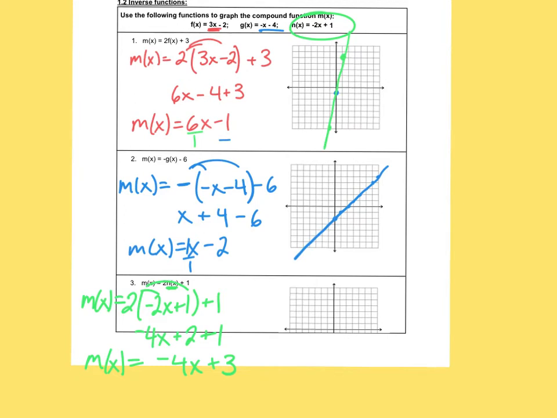As you can see, my graph cut off on these slides. What a bummer. But I'll just go ahead and try my best here. So my intercept would be 3. Slope is down 4, right 1, which is the same as up 4, left 1. Something like that. Okay. So that was just a little graphing review. We'll move right along.